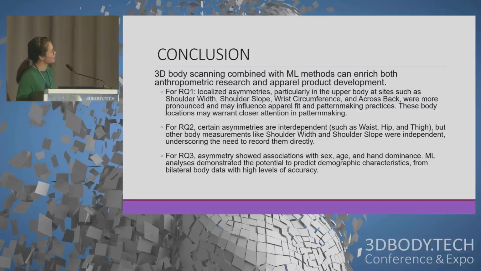So we have quite a few recommendations for practitioners, particularly pattern makers. Based on our study, we generally find no significant asymmetry, but there are certain areas that require extra attention. Certain asymmetries are interdependent. Particularly, measurements around the shoulder area often require you to take measurements from both sides for accuracy. Asymmetry showed association with sex, age, and hand dominance.